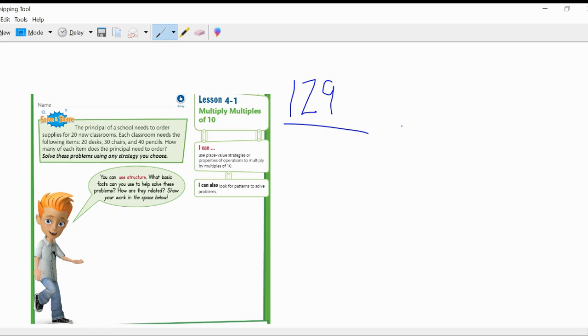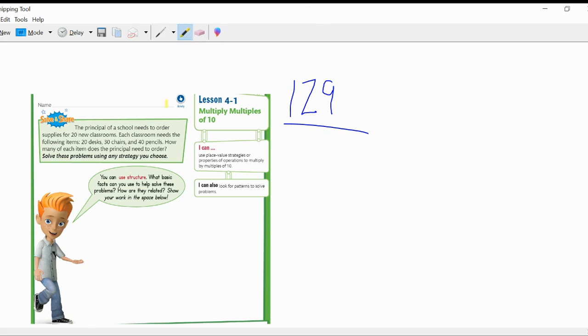So let's start by reading the problem. It says the principal of a school needs to order supplies for 20 new classrooms. Each classroom needs the following items: 20 desks, 30 chairs, and 40 pencils. How many of each item does the principal need to order?